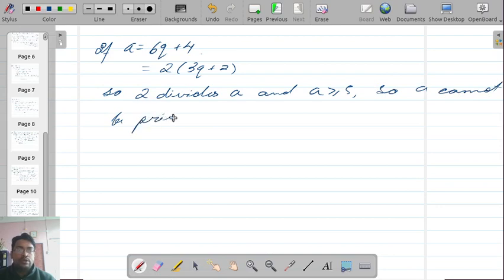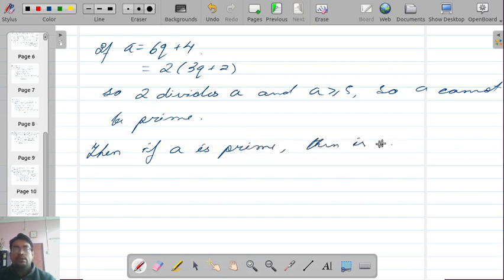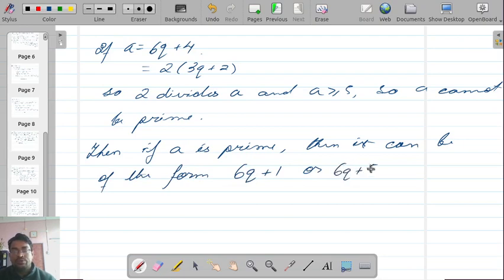So the only other possibilities: if a is prime, then it can be of the form 6q plus 1 or 6q plus 5. Here I cannot take anything common.